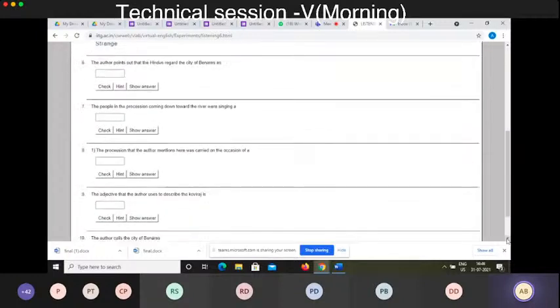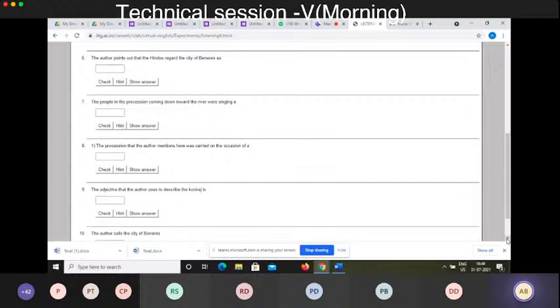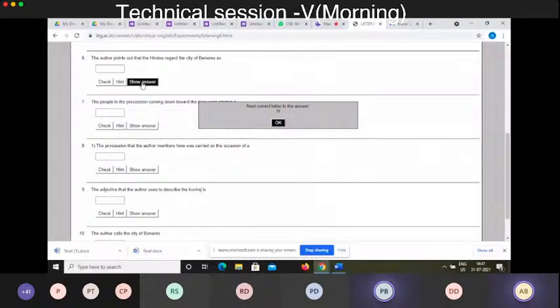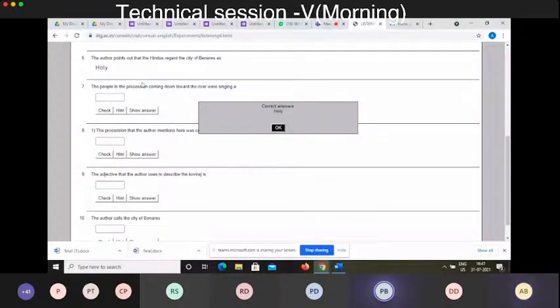Question number six. The author points out that the Hindus regard the city of Banaras as. Can we have the hint? The answer starts with the letter H. I think it's holy. Should be holy. Yes, I remember holy.